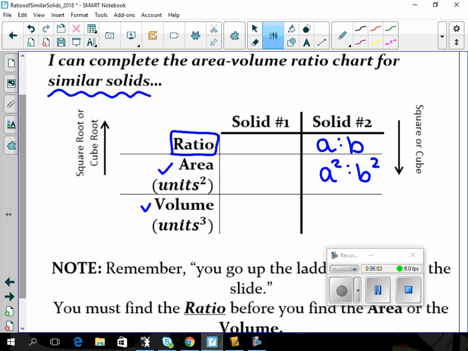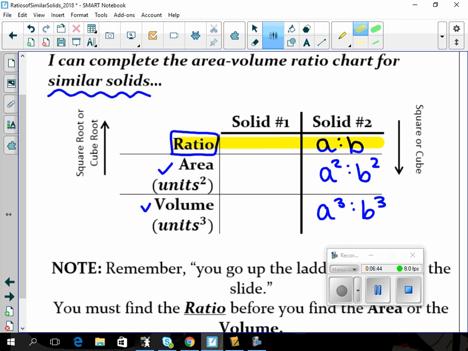What did we do when we went from our original cube to when we tripled it? Or to the volume, I should say. We cubed it, right? We cubed that ratio. Very good. So when we start with the regular ratio, and by the way, you always want to get back to that original ratio, when we start there and we simply go down the slide, we can either just square it or cube it.